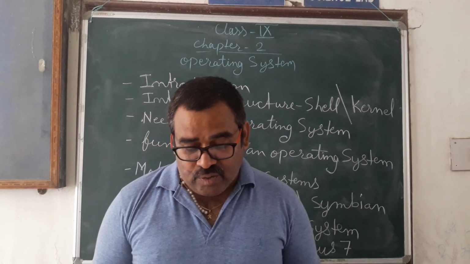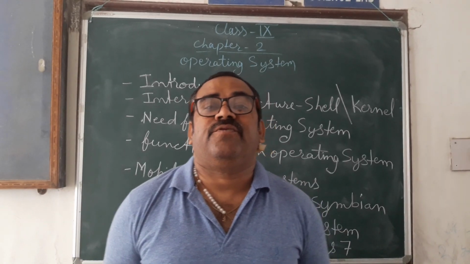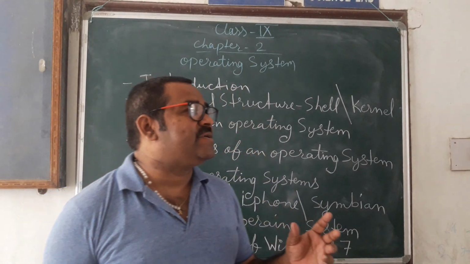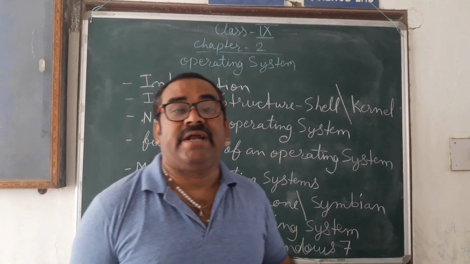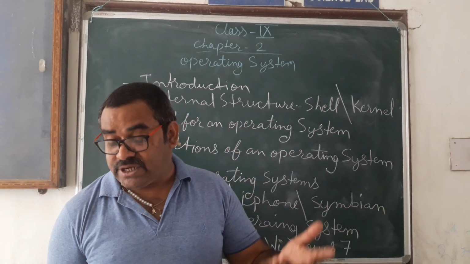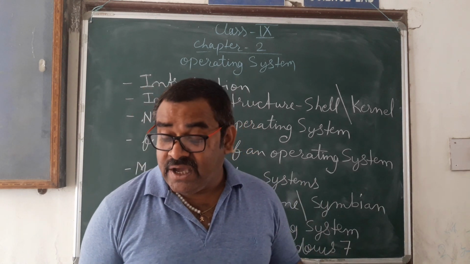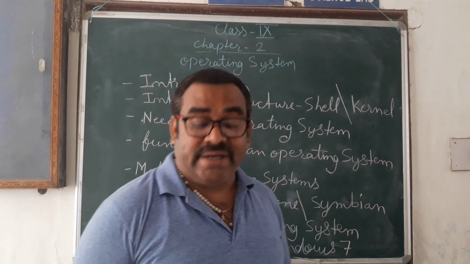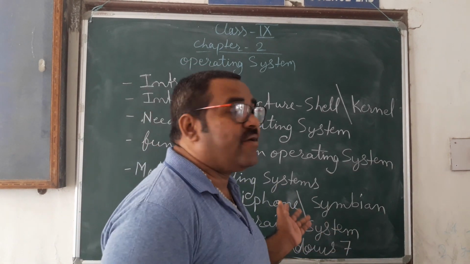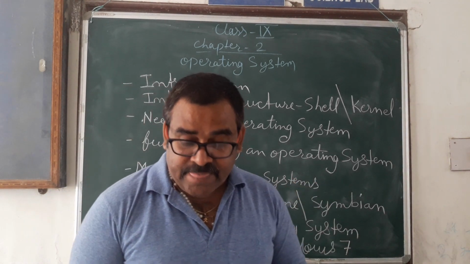introduced Windows 1 in November 1985. The first operating system was developed in 1985 and has been upgraded since. Then there are Windows 2 and Windows 3. Then came Windows 95. Then Windows XP, Windows Vista, Windows 7, Windows 8, and Windows 10. The Windows operating system we are running now on our computer system is Windows 10.